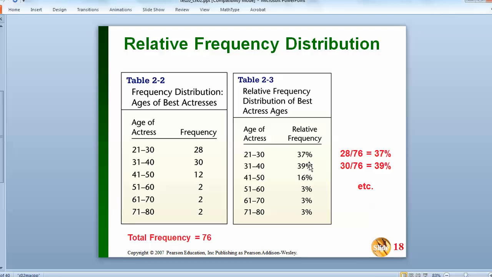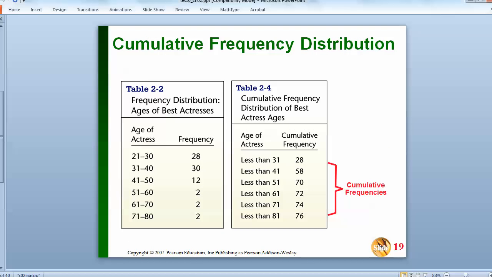So if you turn it into the relative frequency distribution, you get the percentage value instead of the raw frequency. So 28 divided by the 76 total frequency, or total actresses that were accumulated for those years, turns out to be 37%. And 30 out of 76 turns out to be 39%. And then you can see how clearly this younger age bias was for the actresses, because that's, what do we have there? 76%, an overwhelming majority, more than a three-quarters majority.